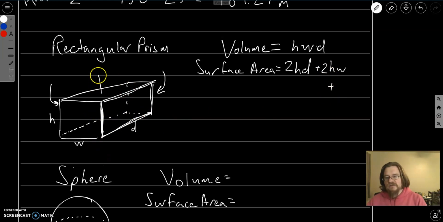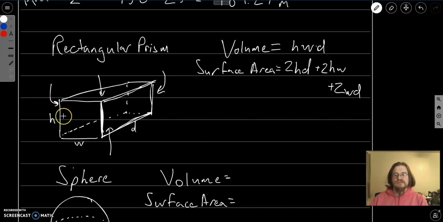Plus, well, now we've got the top and the bottom. And these are, again, just rectangles. So we're going to have a width W and a depth D. So it's just W times D. And again, there's two of them that look exactly the same. So the surface area is just 6 rectangles. The front, the back, the two sides, and the top and bottom. So rectangular prisms are quite nice. It's just a few rectangles glued together.